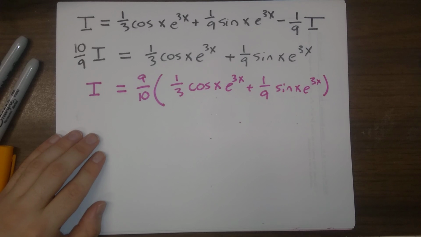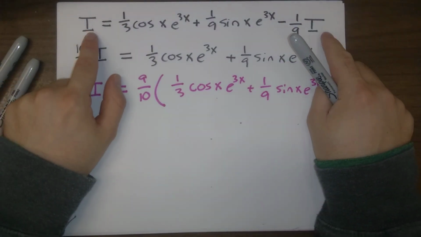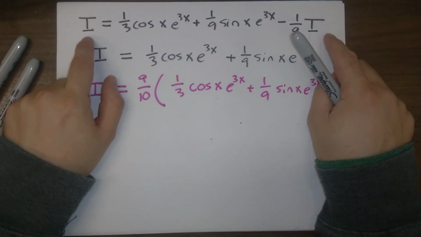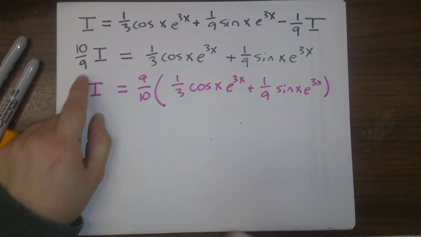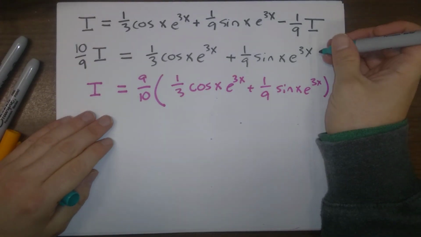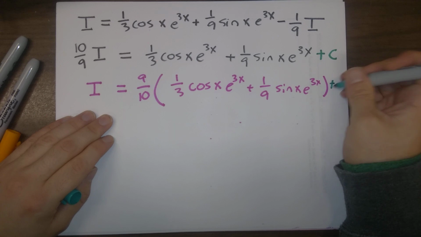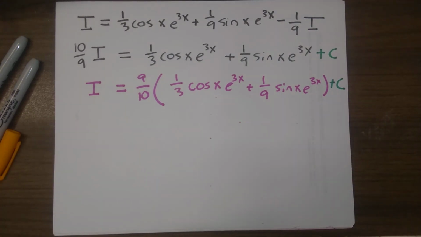Now there's one little thing I have to do here. At this step, there are indefinite integrals on both sides of our equation. Here there's only an indefinite integral on the left, so we do have to put in our plus C at this point. So this is how we tackle this kind of problem.